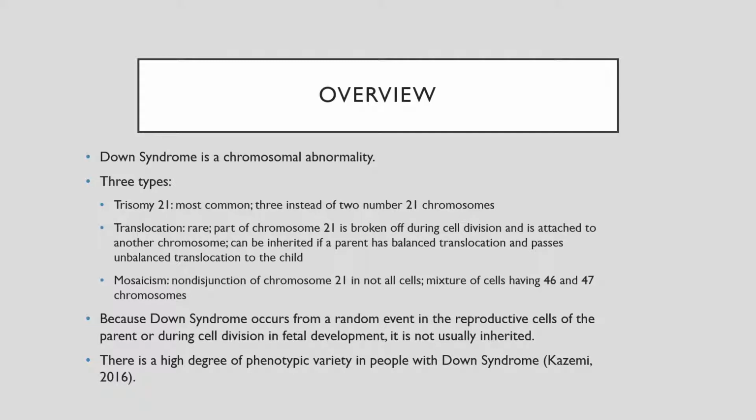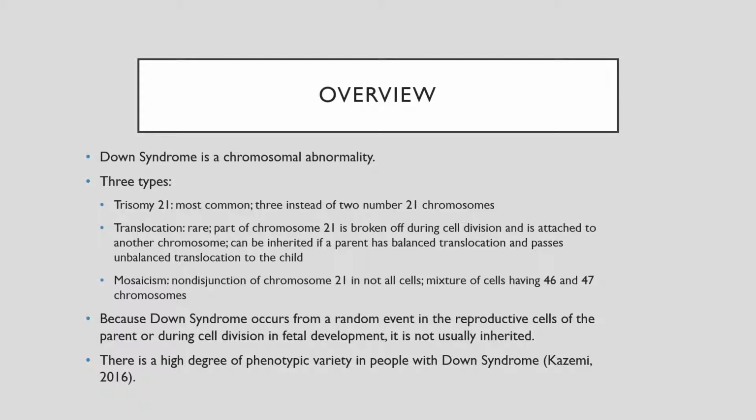As previously stated, Down syndrome is a chromosomal abnormality. There are 3 types of Down syndrome. Trisomy 21, which accounts for about 95% of cases, is the most common. This occurs when a person has 3 instead of 2 numbered 21 chromosomes. Translocation is the second type. This is when part of chromosome 21 is broken off during cell division and is attached to another chromosome, usually chromosome 14. This type of Down syndrome can be inherited if a parent has balanced translocation and passes unbalanced translocation onto the child. The third type is mosaicism.